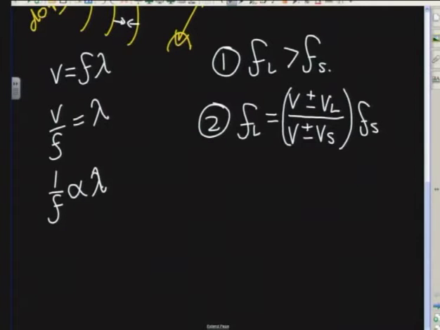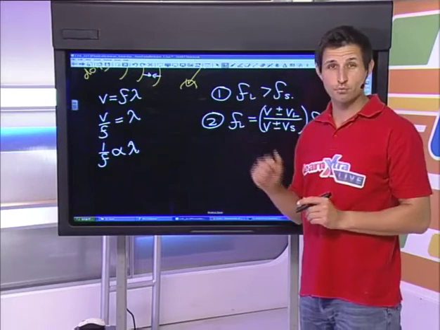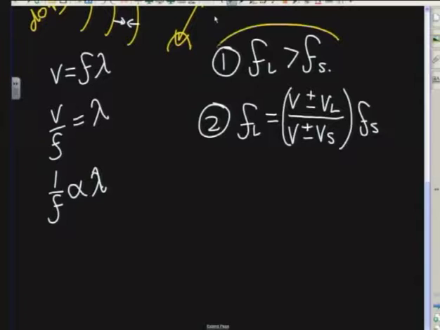Now the question is, how on earth do I choose the correct form of this equation? It's to do with step one. This is the really important part. I need to change my equation so that step one is true, so that the frequency of my listener will be greater than the frequency of my source.